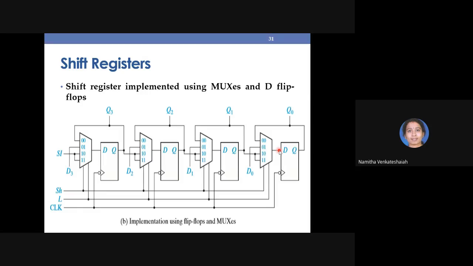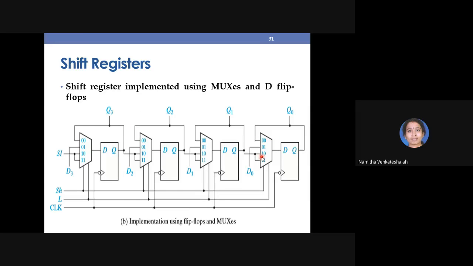What should be connected to the first mux input? I will connect the output of the D flip-flop itself. Why? Because when shift is 0 and load is 0, I do not want any change to happen. That's why, students, for this mux the first input will be Q itself. Same thing is done here for the other muxes.